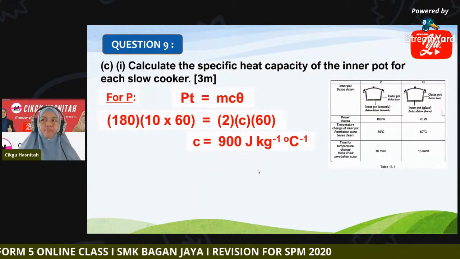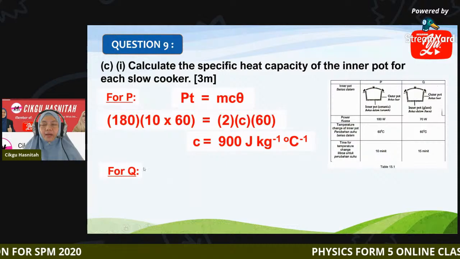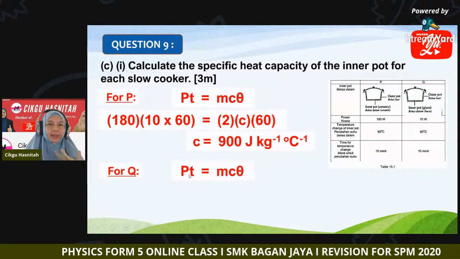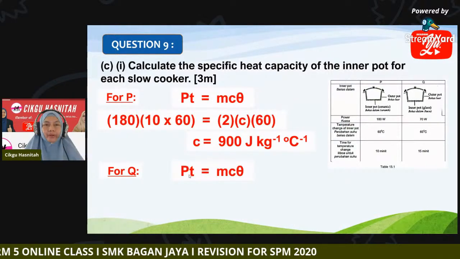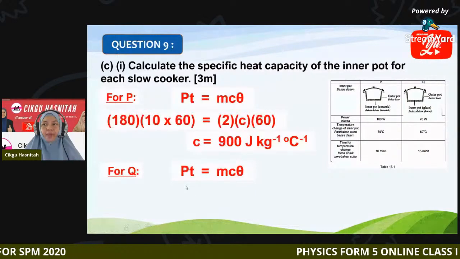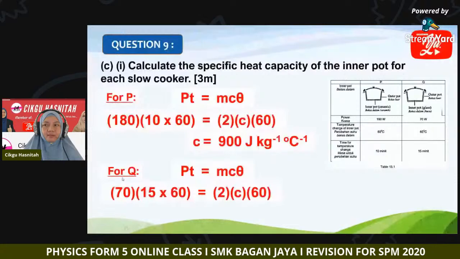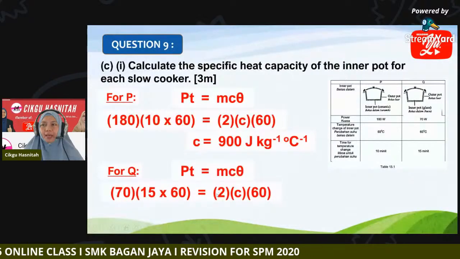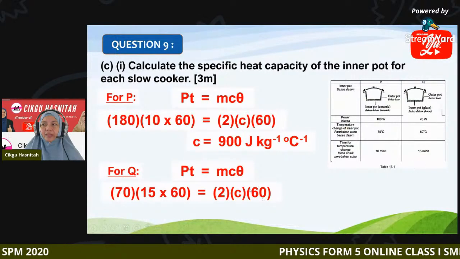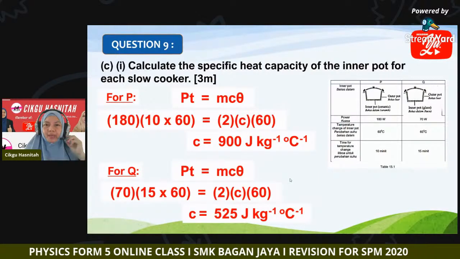Okay, same thing goes for Q. Again, Q equal to mc theta, and Q is represented by Pt, power multiplied by time of operation of the pot. So the power is 70 watt. Time of operation 15 minutes, multiplied by 60 to convert into second. And the mass is 2 kg. So we are finding for C, where the temperature change is 60 degree Celsius. So what is C? 525 joule per kilogram per degree Celsius.